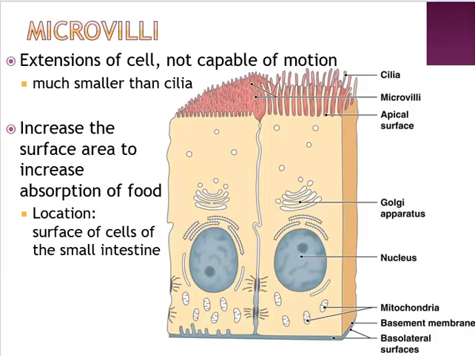Now we have microvilli. Microvilli are extensions of cells and they are not capable of motion. They are very similar to cilia, however they are very small, and the main function of them is to increase the surface area to increase the absorption of food. So again, we have our cilia, and our smaller cilia are actually microvilli.